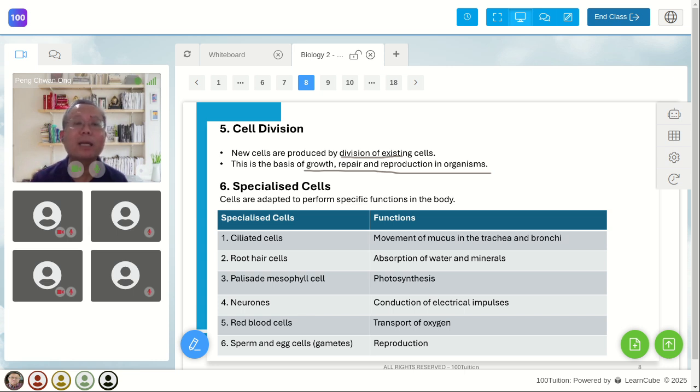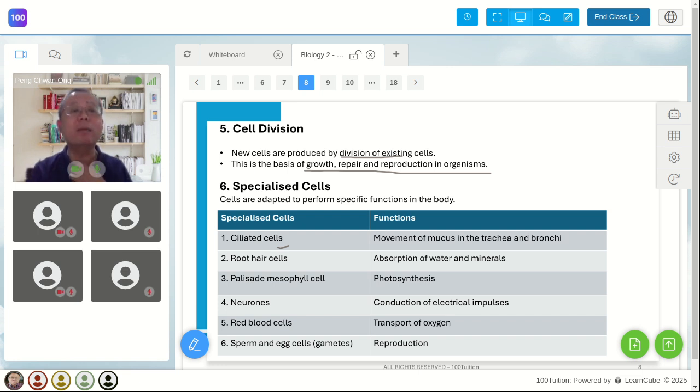And next, we come on to certain specialized cells that we need to know, right? As in humans, because these cells perform specific functions in the body. Okay, we need to know 6 of them. First is the ciliated cells, right? And what they do is move the mucus in the trachea and the bronchi.